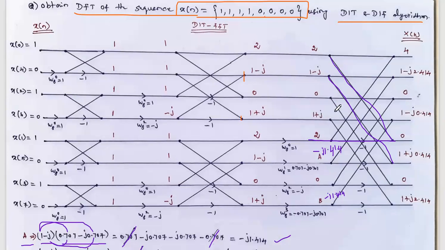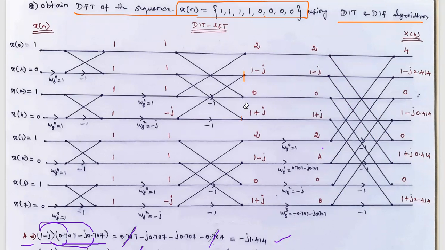Similarly, in the seventh line, you see 0, here 0, so 0. Then in the last line, you see 1 plus j, and here the b value. The b value is minus j 1.414 multiplied with minus 1. So minus minus is plus, and we get the answer 1 plus j 2.414. So we calculated all 8 answers.